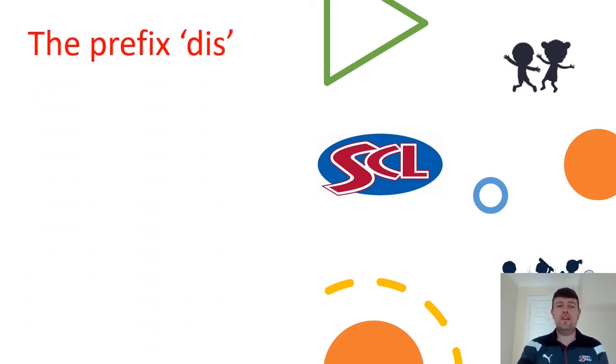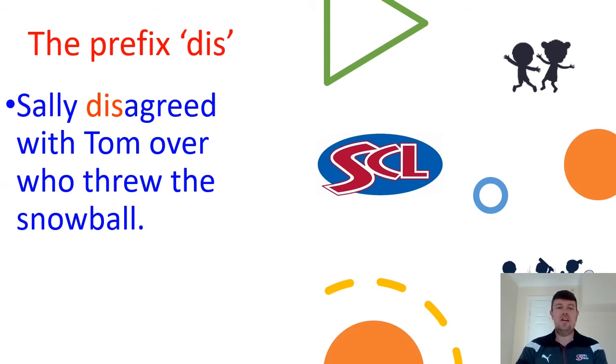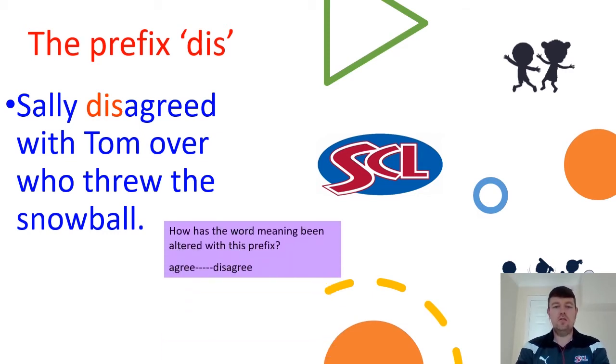We're going to look at the prefix dis now. So an example of the prefix dis is Sally disagreed with Tom over who threw the snowball. So again, we can see how the meaning of the word has been changed by putting the prefix dis in front of it. So it could have read, Sally agreed with Tom over who threw the snowball. So the meaning of the word agree has changed to disagree.